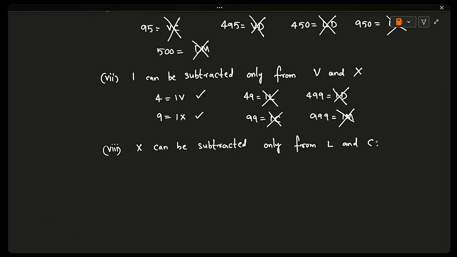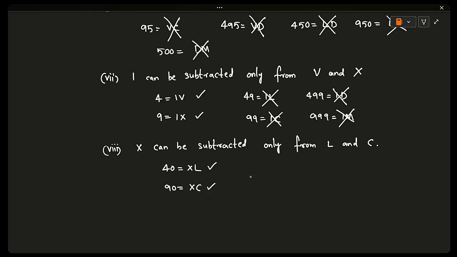For example, I want to write 40. You can write XL. Yes, it is correct. 50 minus 10 is 40. You want to write 90. XC. 100 minus 10 is 90. This is correct. But you cannot subtract from other letters.